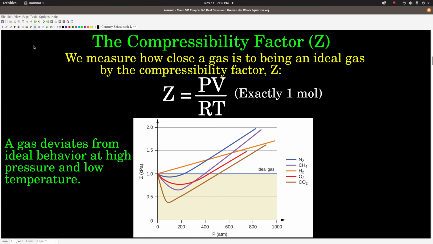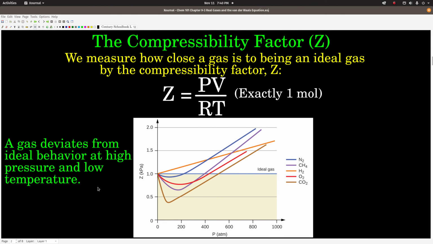PV equals nRT, which means that for an ideal gas, PV over RT should equal 1. So when we measure P, V, and T for a gas and plug it into this equation, the farther it is away from being equal to 1, the less ideal that gas is behaving. Now the conditions under which a gas deviates from ideal behavior, and this is important to remember, guys, are high pressure and low temperature. Now if we think back to the kinetic molecular theory, this makes sense.